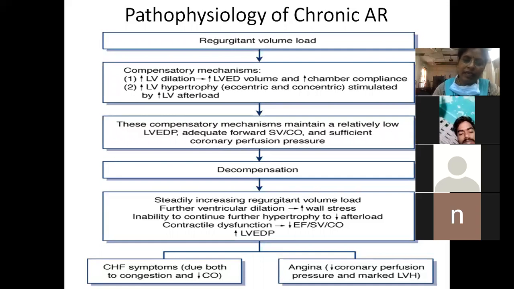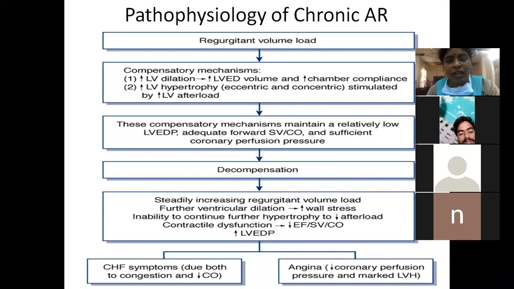Decreased cardiac output or decreased stroke volume exerts backward pressure over the left atrium. Once the left atrial pressures are elevated, there is backward pressure over the pulmonary veins into the pulmonary circulation. There is pulmonary congestion, leading to pulmonary arterial hypertension and right heart failure. So this is the main pathophysiology.